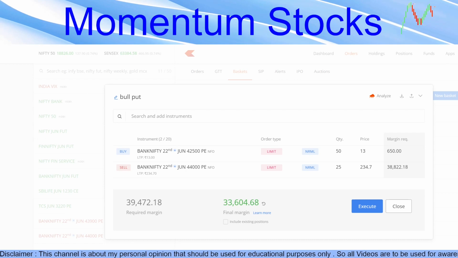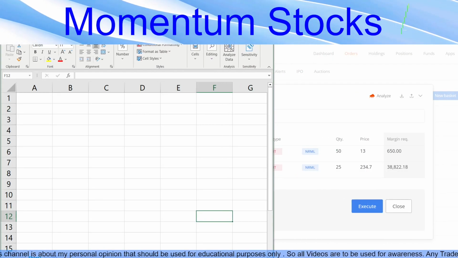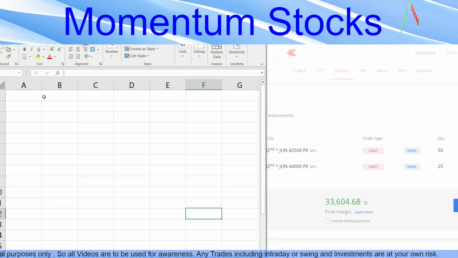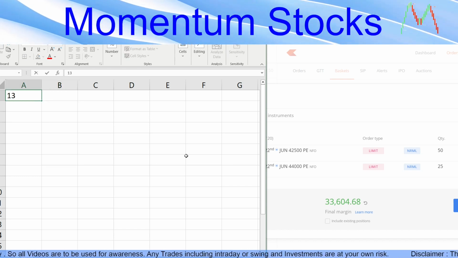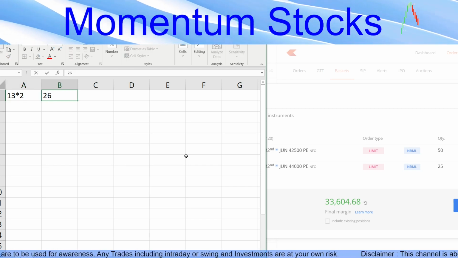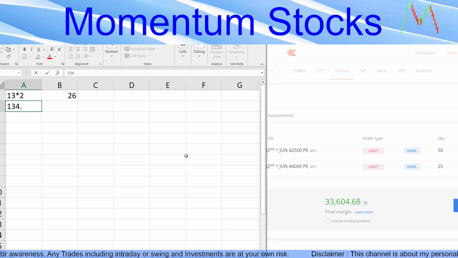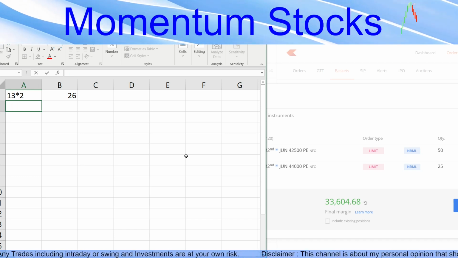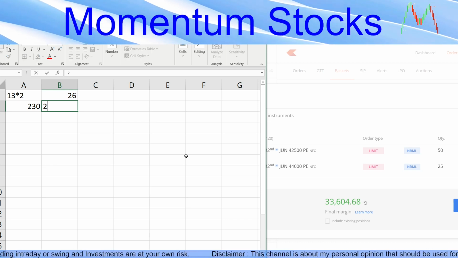Now in this example, I'm going to pull up an Excel sheet to get a clear picture of what we are doing. So for example, we are buying a put option worth 13 rupees, and we are buying two of them. So that would be 26 rupees that we are buying, and we are selling a put option of 234.7. Let's consider 230, and we are going to sell only one of it, so that is 230.